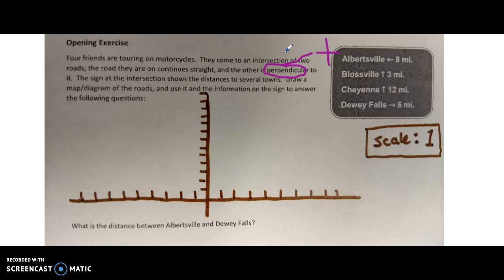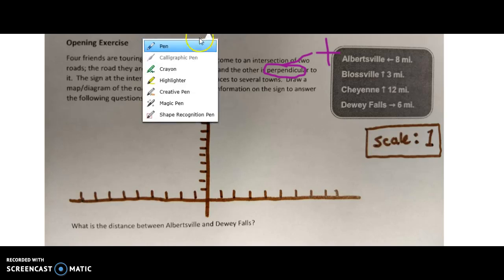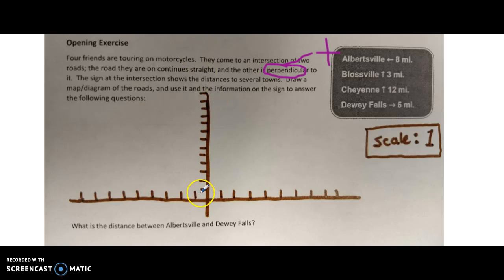The sign at the intersection shows the distances to several towns. Draw a map diagram of the roads and use it and the information on the sign to answer the following questions. So I have already drawn the coordinate plane for you. Notice that the scale is 1. So every hash mark that we get to is going to be 1 mile.